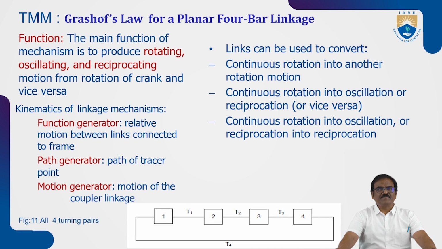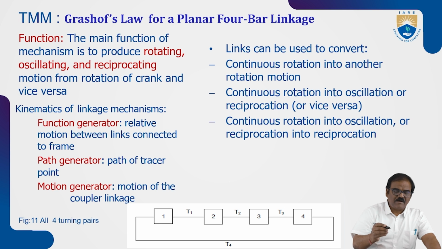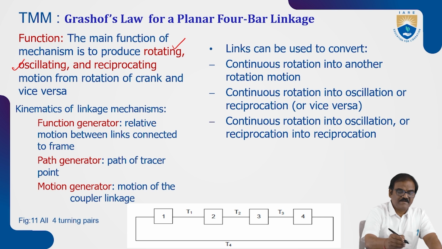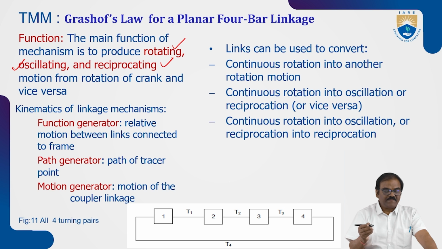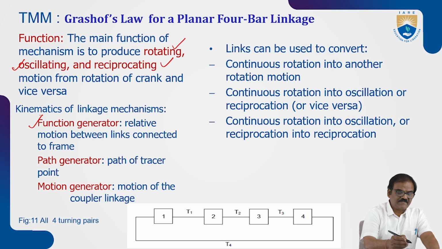So Grashof's law for planar 4-bar linkages. The main function of the mechanism is to produce rotating, oscillating, reciprocating motion from rotation of the crank and vice versa. In the kinematics of the linkage mechanisms, there are three major parameters that we will have to understand. Here we have identified rotating, oscillating, reciprocating. The linkages have function generation, path generation, motion generation.